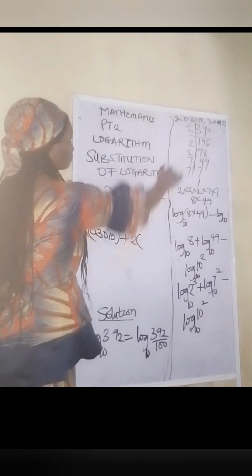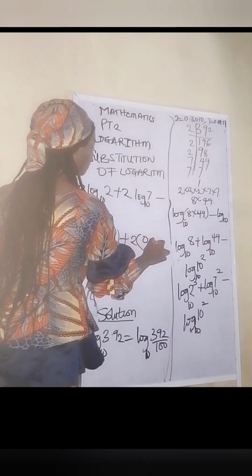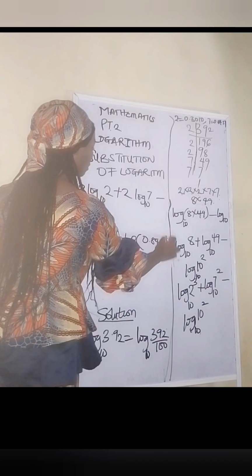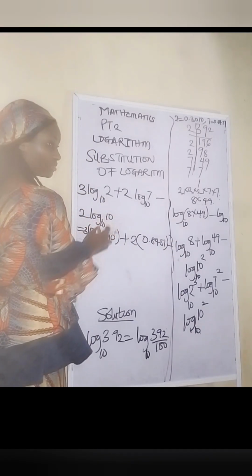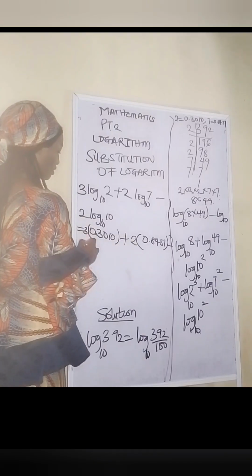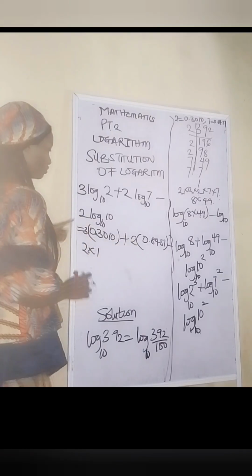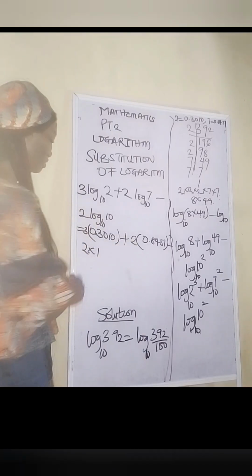Log 7 base 10 is 0.8451. You know we are giving our question. Minus log 10 base 10, what is that? It is 1. Then 2 times 1. So log 10 base 10 is 1. You understand? So let's continue.